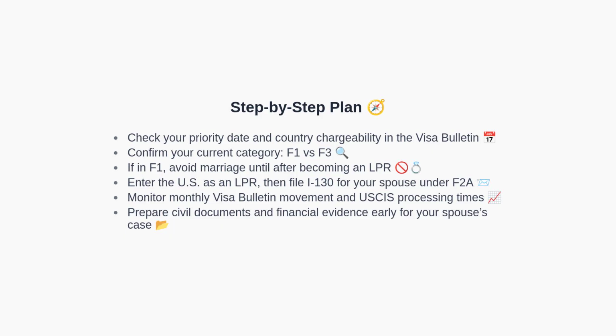To put this into action, follow these steps. First, check the VisaBulletin for your priority date and country of chargeability. Second, confirm your current category, whether F1 or F3. Third, if you are in F1 and want the fastest path, do not marry until you have entered the United States as a lawful permanent resident. Fourth, once you are in LPR, file the I-130 for your spouse under F2A. Fifth, monitor the VisaBulletin monthly and review USCIS processing times. Finally, organize civil documents and financial evidence in advance to minimize delays when your spouse's case is ready.